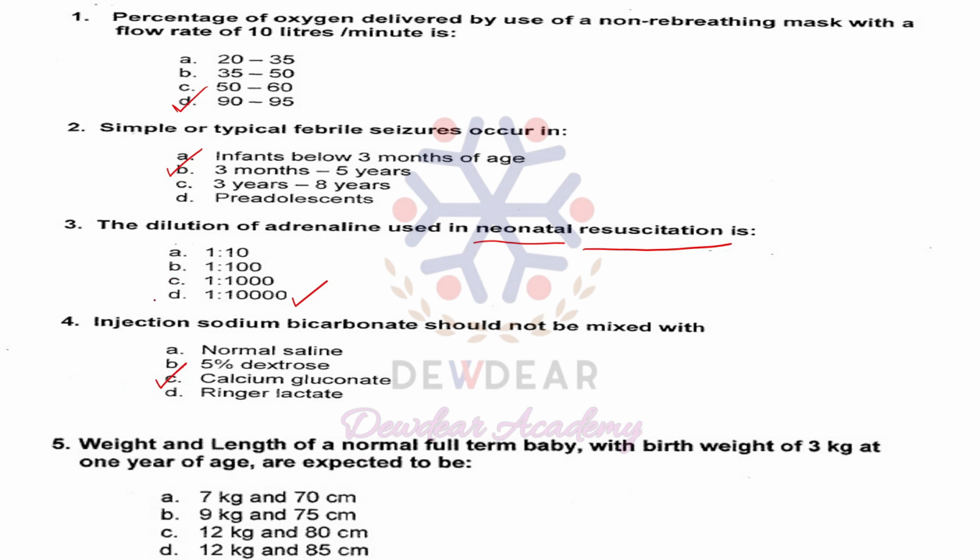If we know the birth weight and what happens to the weight and length of the baby at 1 year, accordingly the answer is option B, 9 kg and 75 centimeter. Here we know the baby attains 3 times the birth weight at 1 year of age. So the weight and length of a normal full-term baby with birth weight of 3 kg at 1 year of age is expected to be 9 kg and 75 centimeter. Then next question.